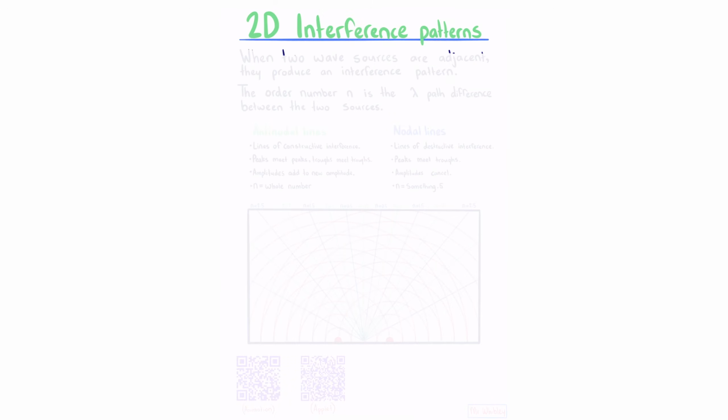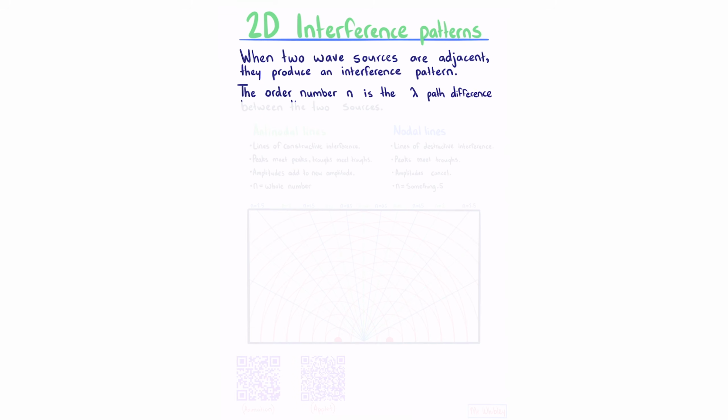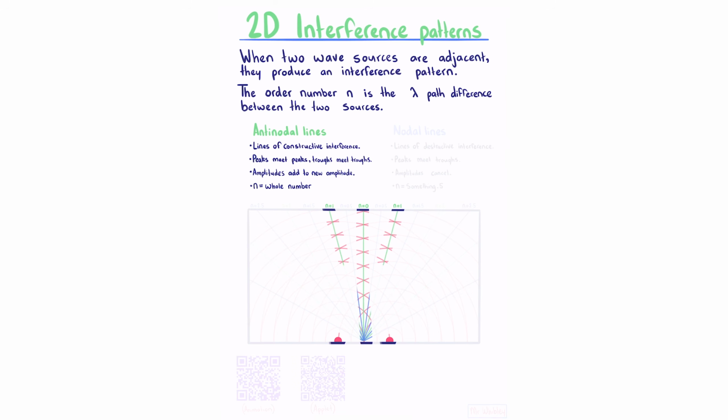2D interference patterns. When two wave sources are adjacent, they produce an interference pattern. The order number n is the wavelength path difference between the sources. Consider our two sources down here emitting our waves. We have our antinodal lines, which are lines of constructive interference. Peaks meet peaks and troughs meet troughs. Amplitudes add to their new amplitude, and our order number is a whole number. Our central antinodal line is n equals 0, n equals 1 on either side of that, n equals 2 on either side of that, and so on.